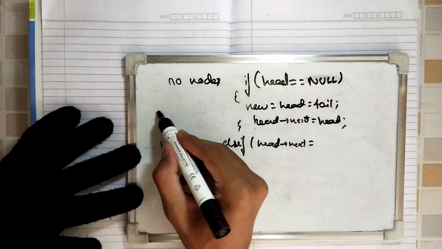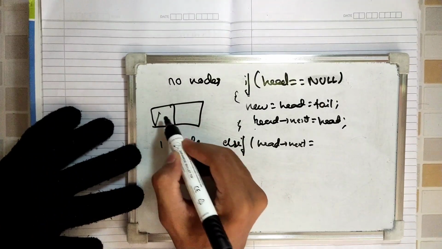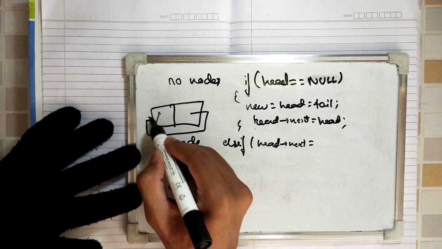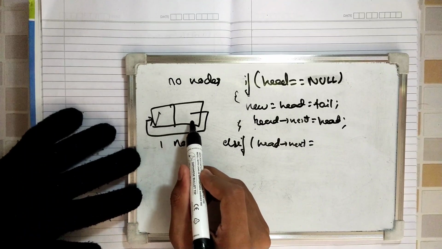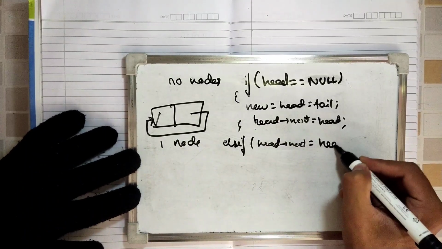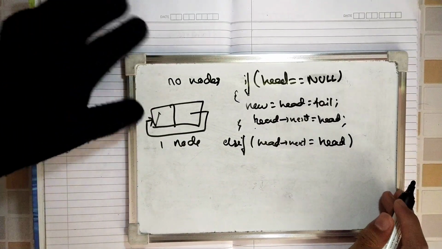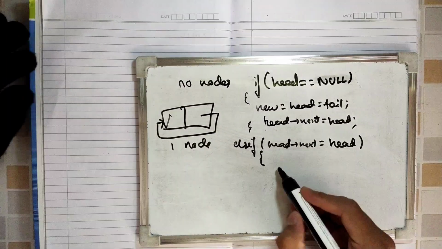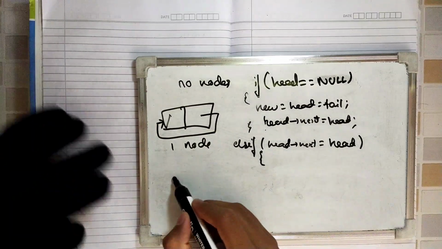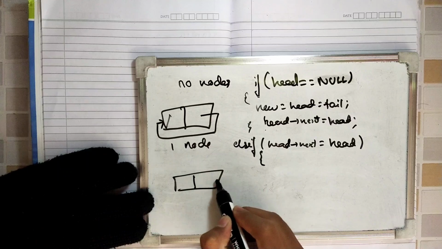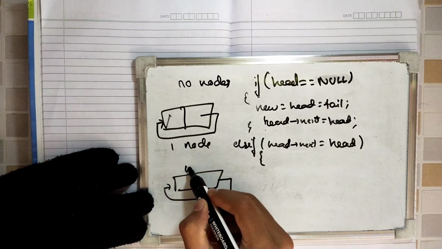So my existing node here, don't get confused, is connected to itself. Now, if a single node is there, head of next should be head itself. So here I will write, if head of next equals to head itself, it means one node is present. Now we have this node already present, that is my head node.